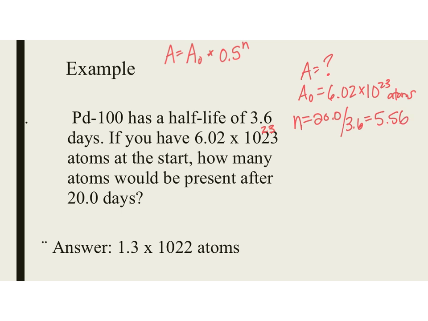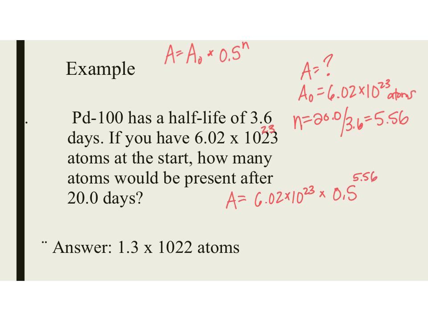All right, so now I have my variables. I can plug it into my equation. So again, I'm solving for how much remains. So A equals 6.02 times 10 to the 23rd times 0.5 raised to 5.56. So I type this into the calculator.